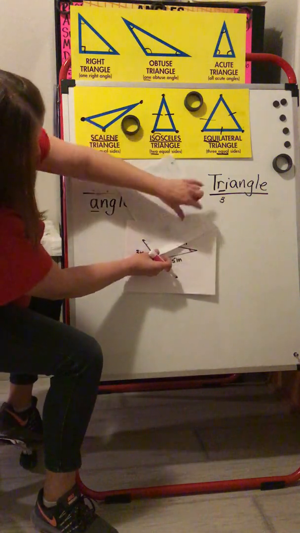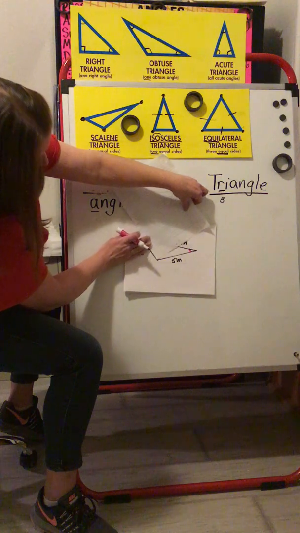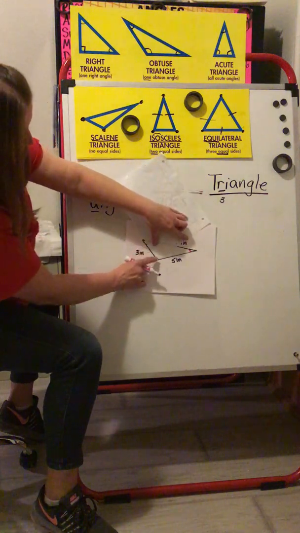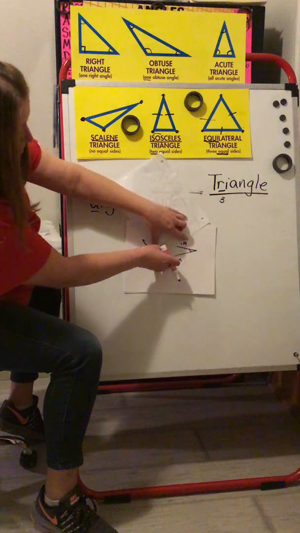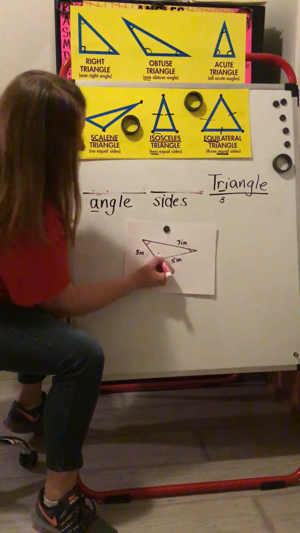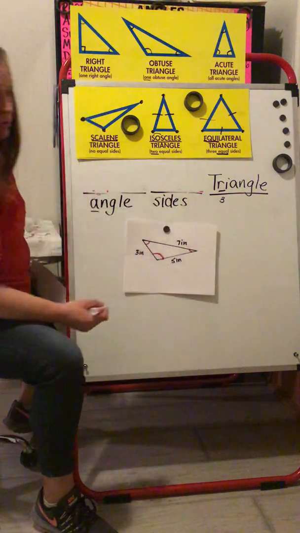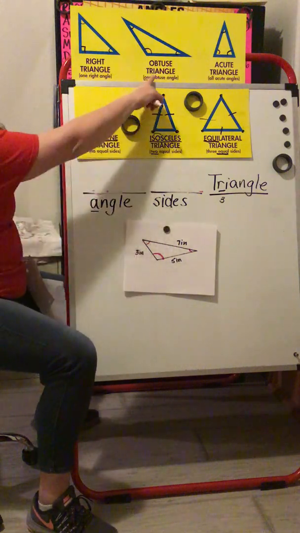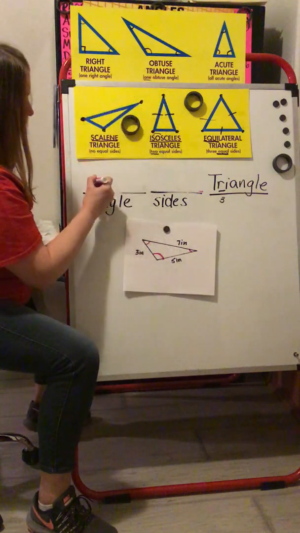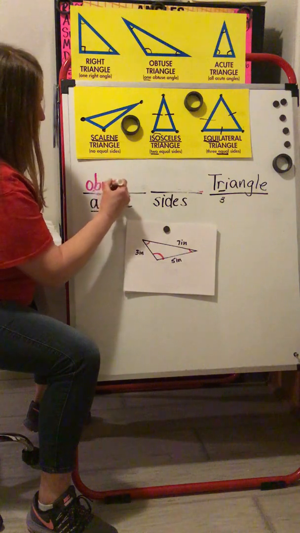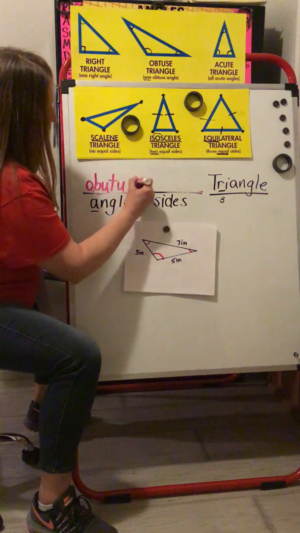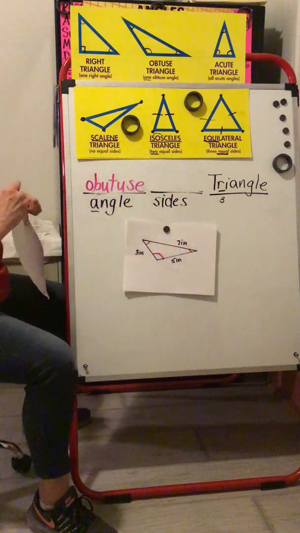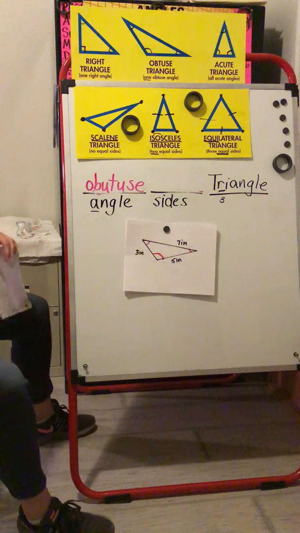Let's see here. Wait a minute. Look at that. This is bigger than a right angle. So this angle is obtuse. We have an obtuse angle in here. If I have an obtuse angle anywhere, it's an obtuse triangle. So I have an obtuse angle triangle. Now let's look at the sides.